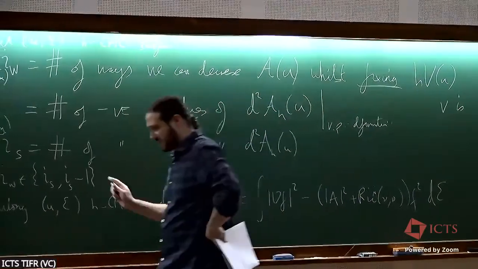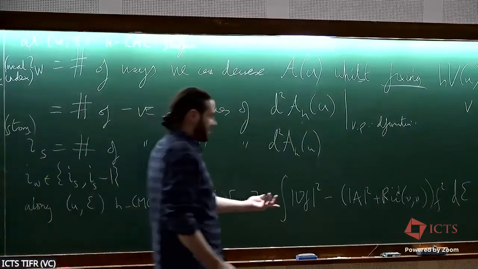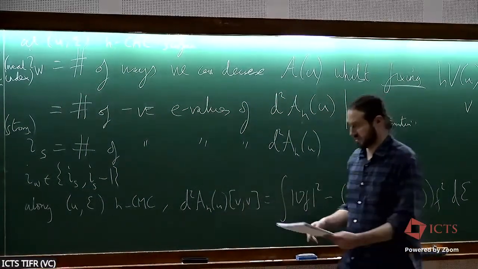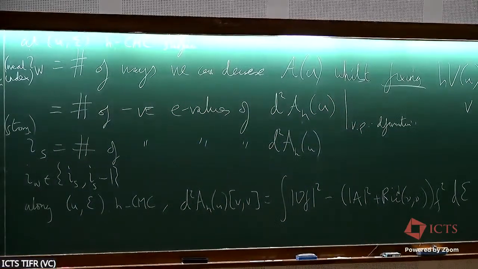So this Hessian reduces to a Hessian on functions. It only sees the normal part of the variation. It doesn't care what the tangential part is doing. But the only reason I don't see the tangential parts is because I'm evaluating it at a critical point. Actually, being able to see the tangential parts will be important a bit later, as we'll see.